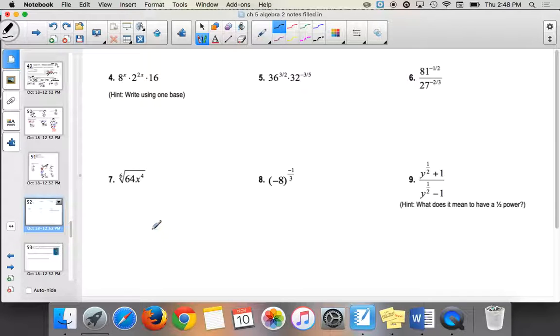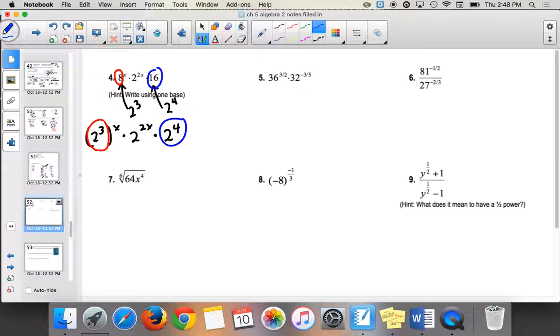Yeah, 8 is 2 to the 3, and 16 is 2 to the 4th, right? So that means that this is 2 to the 3 raised to the x times 2 to the 2x times 2 to the 4. So I'm just replacing things. So 8 is replaced with 2 to the 3, and 16 is replaced with 2 to the 4. Does the x on the first 2 turn into 3x? Yeah, so this becomes 2 to the 3x times 2 to the 2x times 2 to the 4. So we're going to add our powers. So when I add, I have 3x plus 2x plus 4. So our final answer, it looks a little strange, but it's 2 to the 5x plus 4. That's it. Fully simplified.